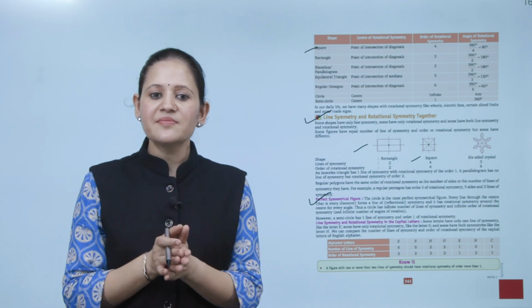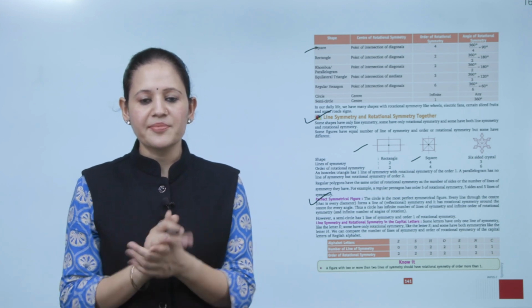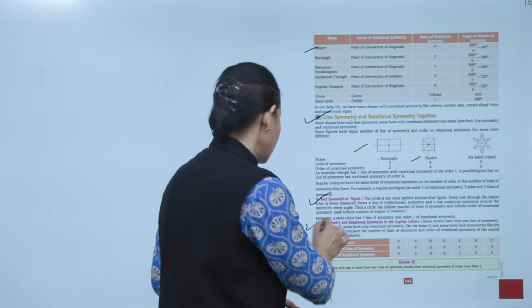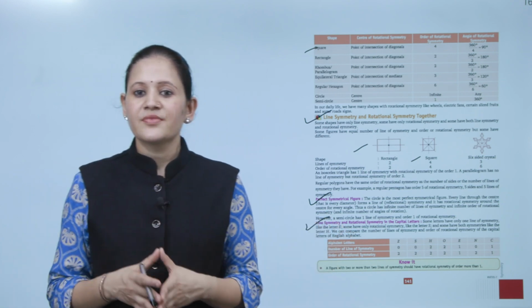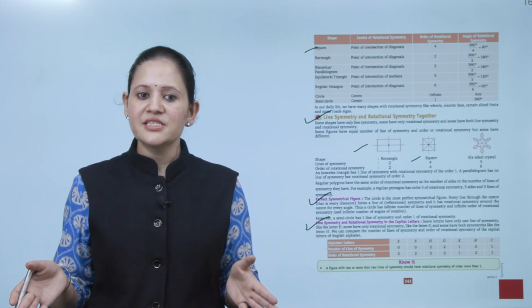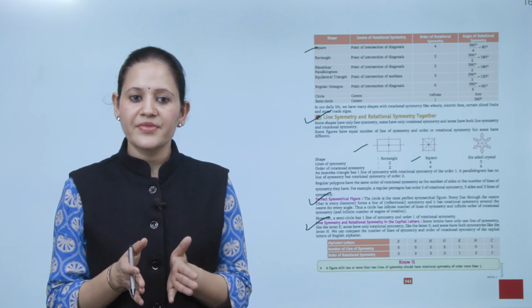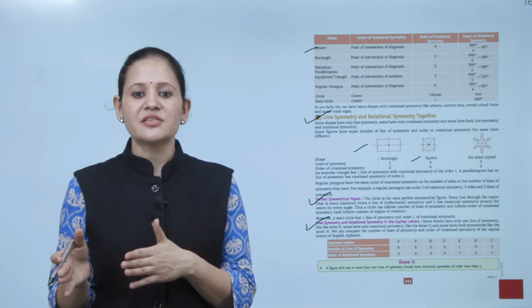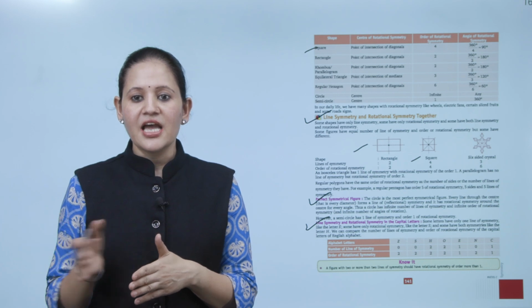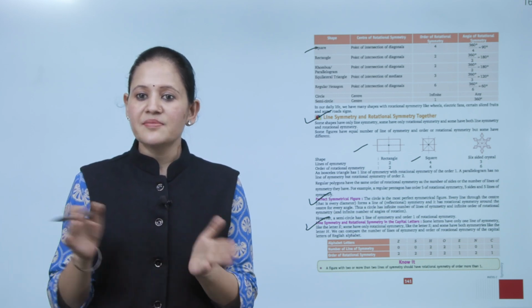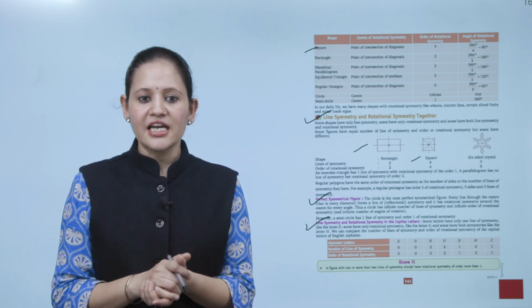Next is line symmetry and rotational symmetry in the capital letters. Some letters have only line symmetry like the letter E. Some have only rotational symmetry like the letter S. And some have both symmetries like the letter H.